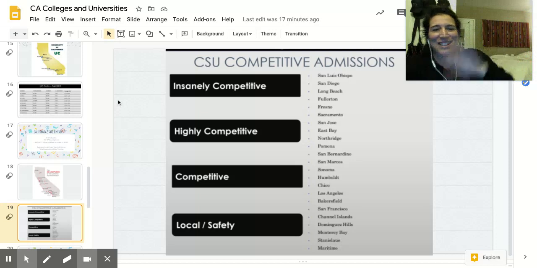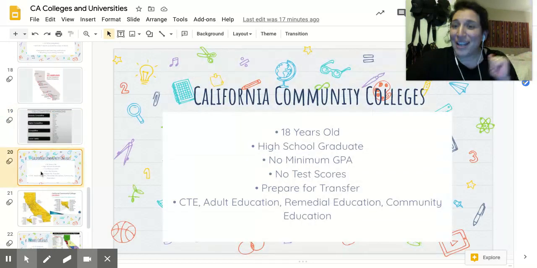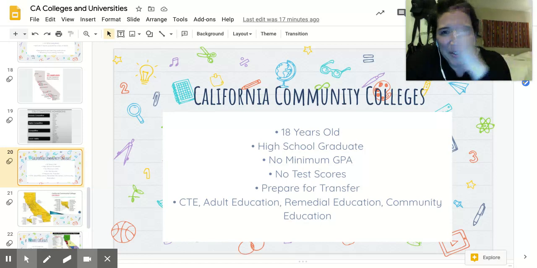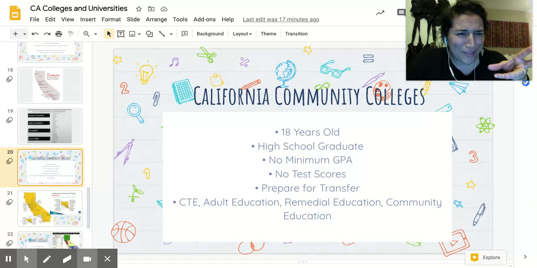I've never been there, but make good choices, and consider that the requirements for community colleges are just that. You have to be 18 years old, a high school graduate. There's no minimum GPA, no test scores required, and they prepare you to transfer. So if, when you graduate from high school, you feel like, I don't feel ready, I don't think I can do it, then maybe you don't. Maybe you go to community college and you save yourself potentially lots of money. It's a great option for adult education, remedial education, community education, vocational skills, cooking schools, wood shop, workshops, electrical skills.